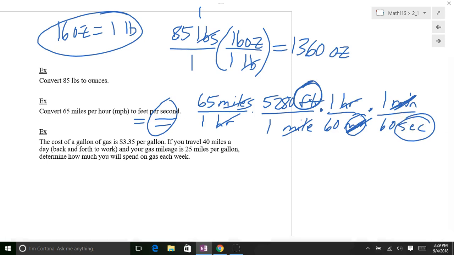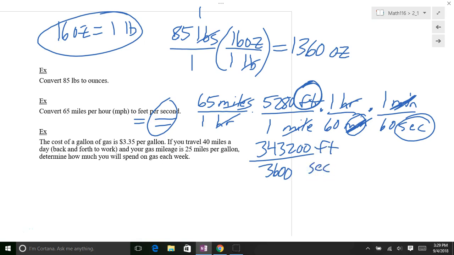And now we just got to multiply it. So we go 65, so all my numerators: 65 times 5,280 times 1 times 1, that gives us 343,200, over 1 times 60 times 60, so over 3,600. And notice we're in feet per second.